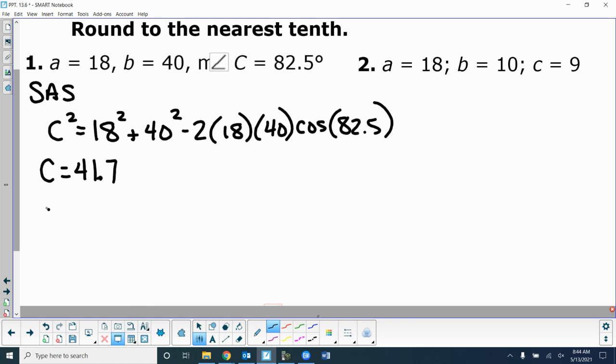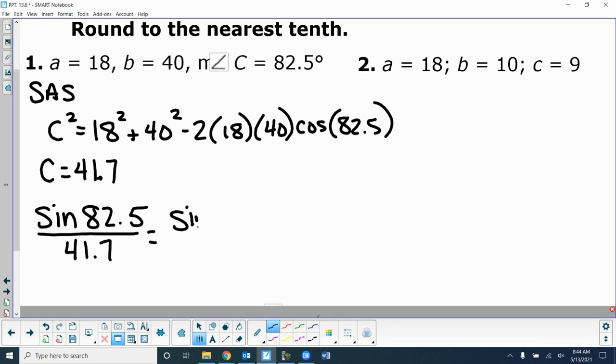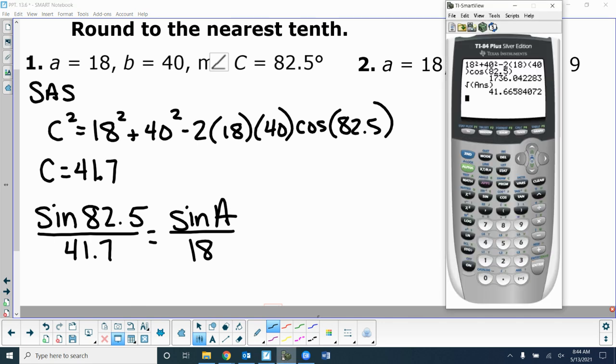So we're going to go sine of 82.5 for the C, because that's what we knew, over what we just figured out. And then sine of angle A over side A, which is 18. Okay? So I'm going to go 18 times the sine of 82.5 divided by 41.7. Cross multiply. Remember, we're back to law of sines. Close it up. You get that decimal.